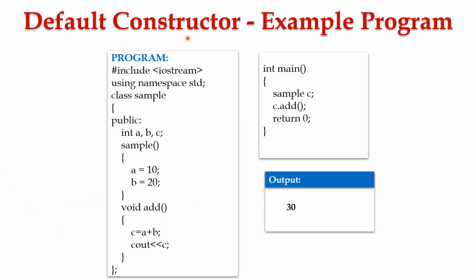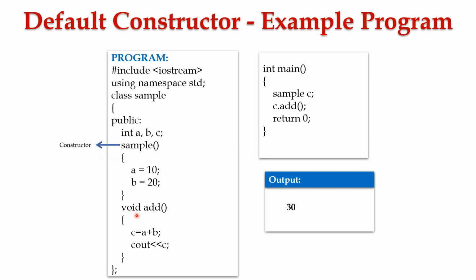We have an example program using default constructor. So here we have defined the class definition for class sample. Using public access specifier, we have declared the variables A, B, C of integer data type. Next we have a function sample. Since the class name and the function name are equal, it is a special function known as constructor. Inside the constructor, we have assigned the value 10 to the variable A and the value 20 to the variable B.